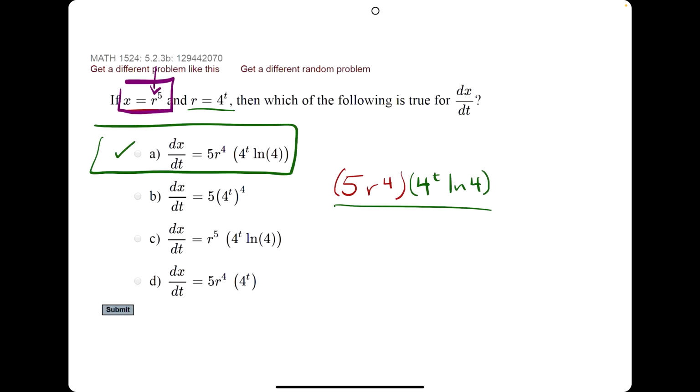When we took the derivative of this function x with respect to r, what we found was dx over dr. Likewise, when we found the derivative of r with respect to t for the second function, we found dr over dt.